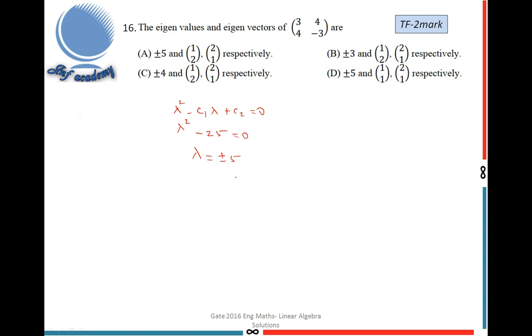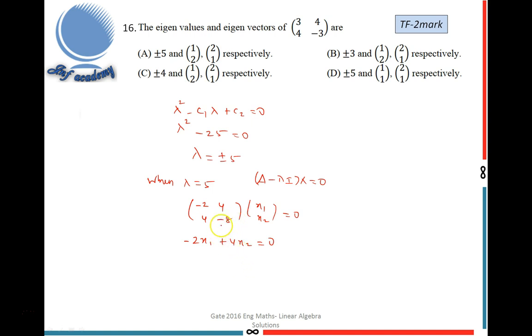So option A, maybe option A or D is correct. Okay, first we have to find the eigenvector. When lambda equal to 5, what is the eigenvector definition? A minus lambda I into x equal to 0. Lambda is 5, so subtracting 5 from all the principal diagonal elements, we get minus 2, 4, 4, minus 8 into x1, x2 equal to 0. Finally, I got minus 2x1 plus 4x2 equal to 0.